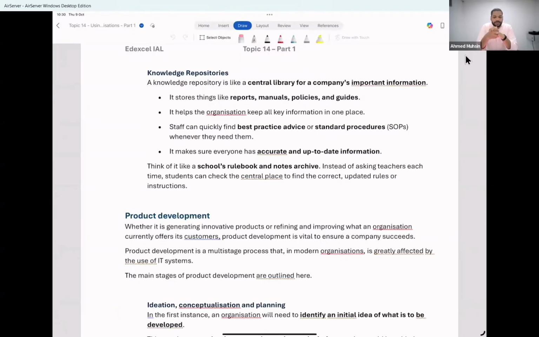Okay, keep reading it. It makes sure everyone has accurate and up-to-date information. Think of it like a what? A school's rule book and notes archive. Instead of going and asking the teacher each time there is a problem or a question, it's there in your communication book or student record book or whatever.